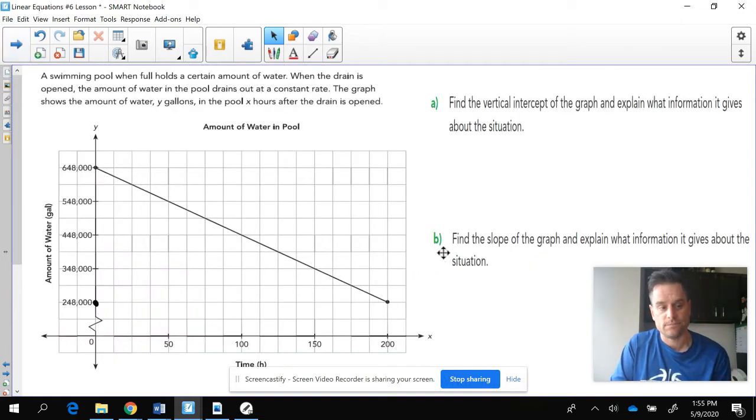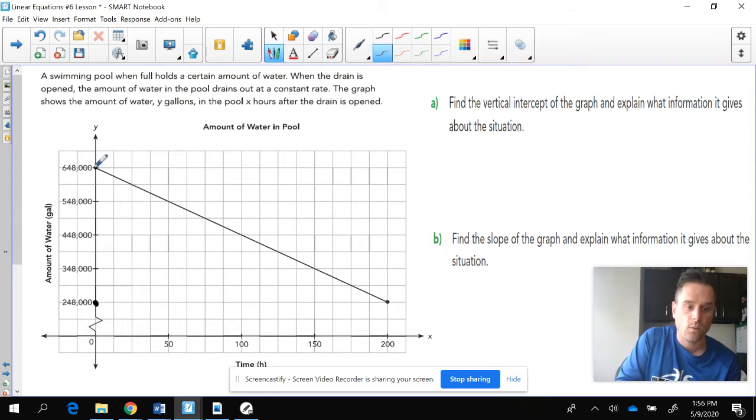Okay, let's read it. It says a swimming pool, when full, holds a certain amount of water. When the drain is open, the amount of water in the pool drains out at a constant rate. The graph shows the amount of water, y gallons, in the pool, x hours after the drain is opened. Okay, and it's got all these labels here. Let's take a look at these questions. It says, find the vertical intercept, or the y-intercept, same thing, of the graph, and explain what that information gives you about the situation. Well, that's pretty easy.